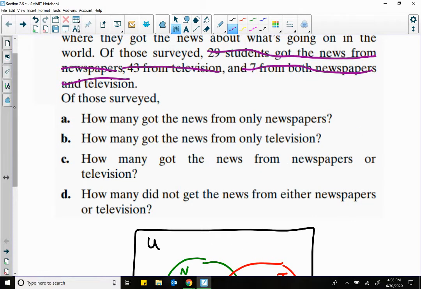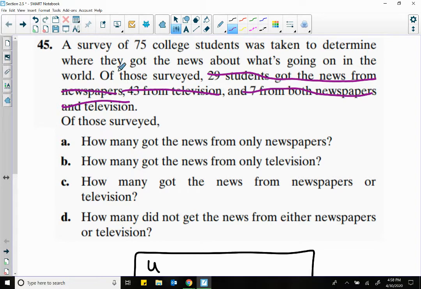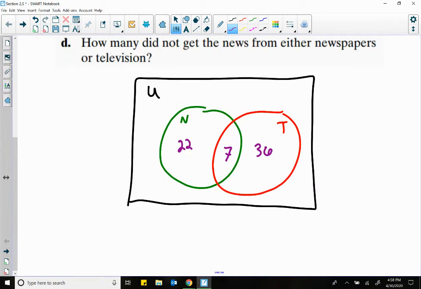And last but not least, we talked to 75 students. But obviously, not every student gets their information from newspapers or television. So we add all this up and subtract it from 75. Okay? Because we want to know how many are left in the universe. So 75, or actually 22 plus 7 plus 36, all this in here adds up to 65. So 75 minus 65 gives you 10. There were 10 students who get their news some other way. Okay?